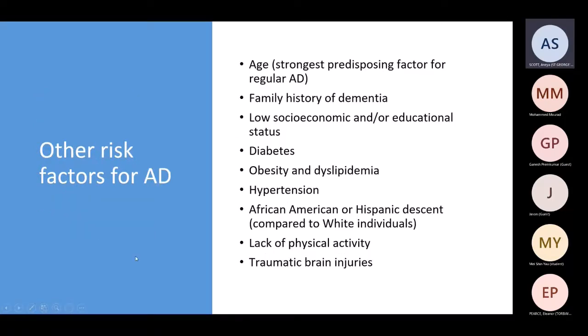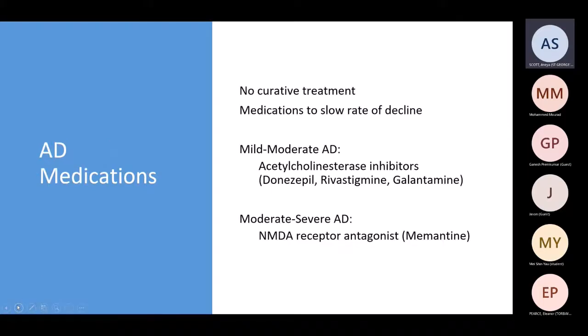And other risks for Alzheimer's: age is your strongest one, family history, if you've got a low socioeconomic or educational status, diabetes, obesity and dyslipidemia, hypertension, people of African American or Hispanic descent, lack of physical activity and traumatic brain injuries.